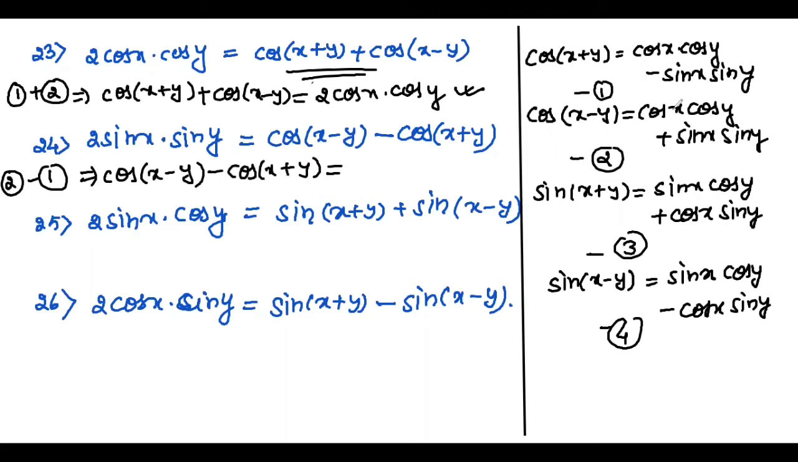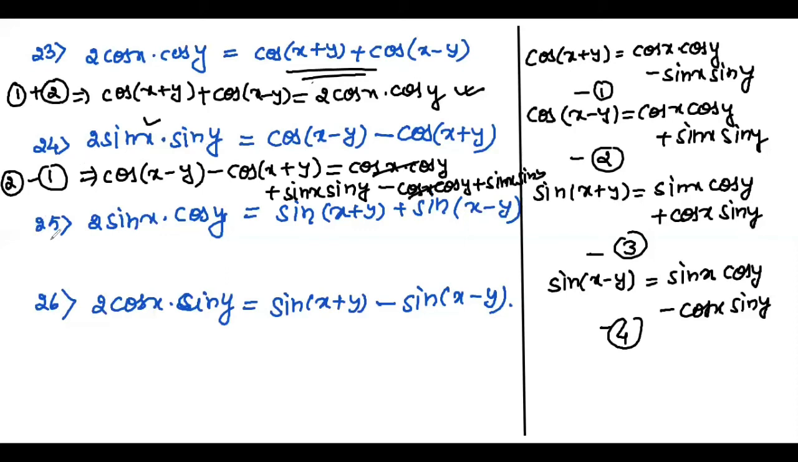And it equals cos x into cos y plus sin x into sin y, then minus cos x cos y plus sin x sin y. So you can see we can cancel these two, and we are getting sin x into sin y plus sin x into sin y. So it is 2 sin x into sin y. So we are getting number 24 also.